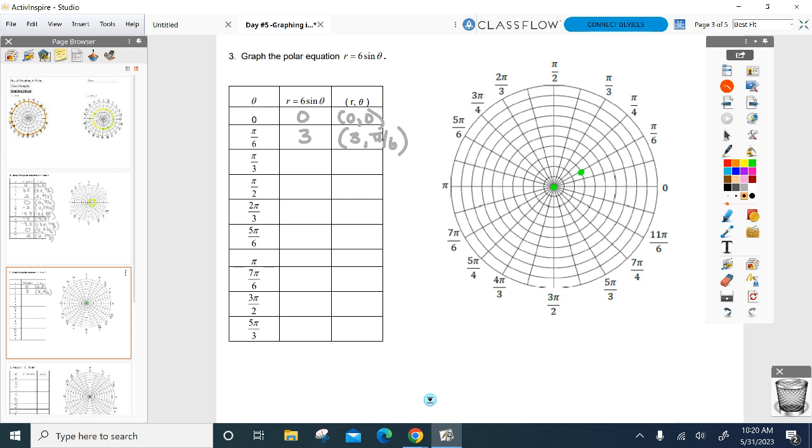Again, remember the order you plot them. If you guys prefer to fill in the table, then plot them, your call. I'm getting 5.2.